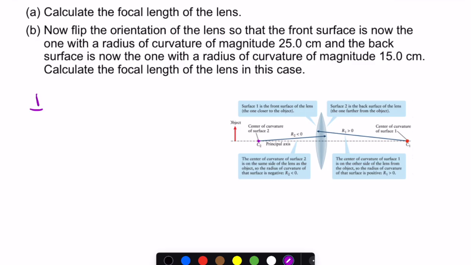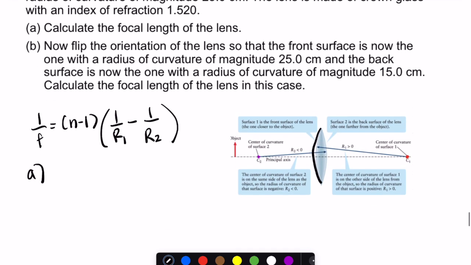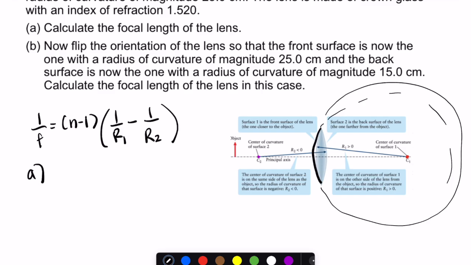Which is 1/f = (n - 1)(1/r1 - 1/r2). So the tricky part here is assigning the correct signs for r1 and r2. R1 is the side closest to the object. And since we're dealing with a convex lens, when we trace our sphere, it's kind of like an egg shape, but use your imagination. It's spherical as much as possible.